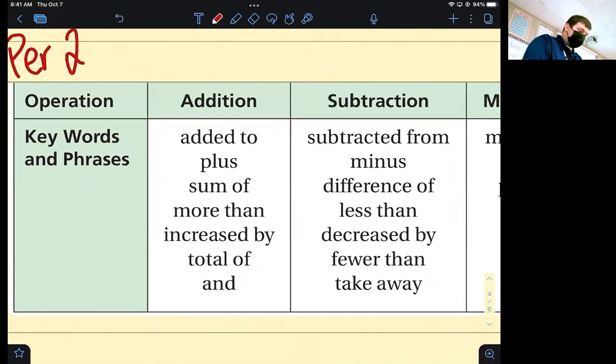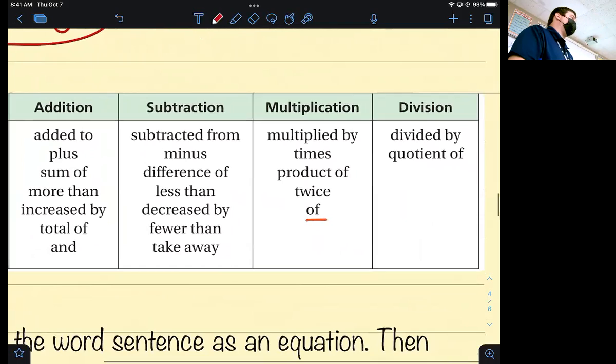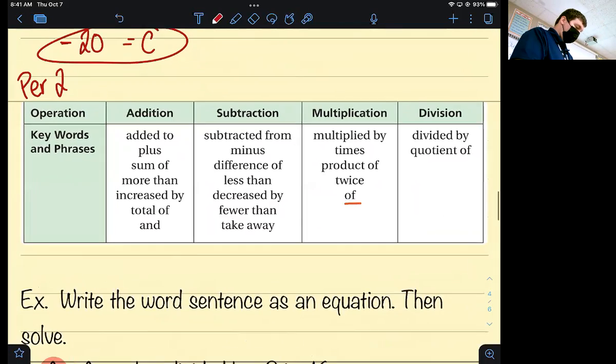Subtraction, you see words like subtracted from, minus, difference of, less than, decreased by, fewer than, or take away. That's telling you you're going to subtract. Multiplied by, times, product of, twice, or the word of, as we just saw in the bonus that we did for the test. If I say the word of, that means times. Half of you need to come with me. So times you by half, or divide by 2. And then division, pretty simple, divided by or quotient. And that's what we see here for this example.